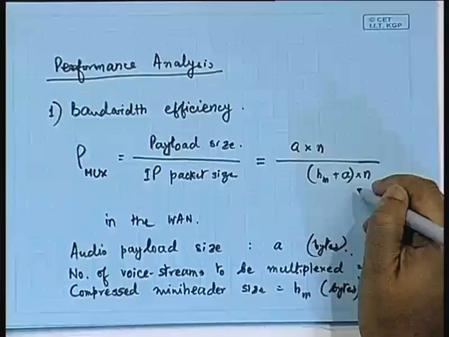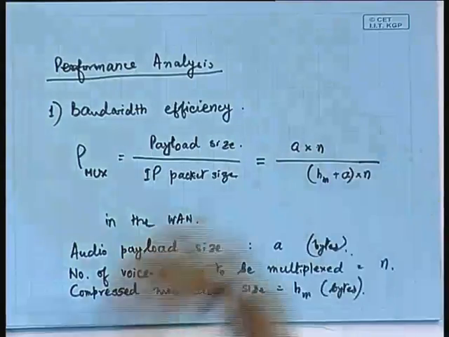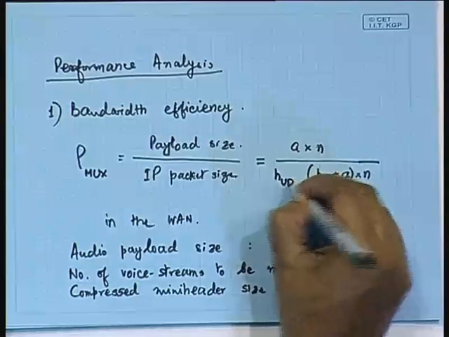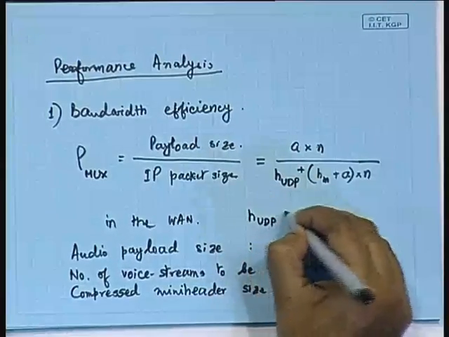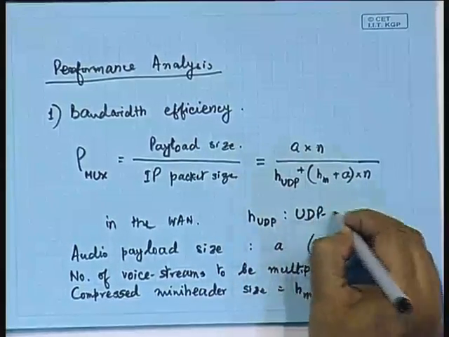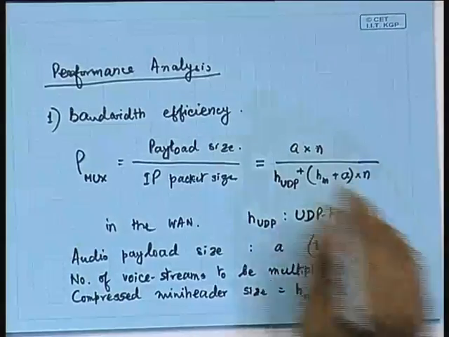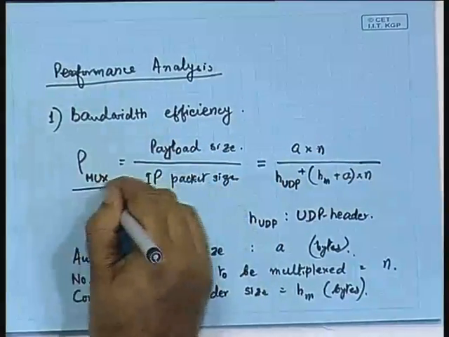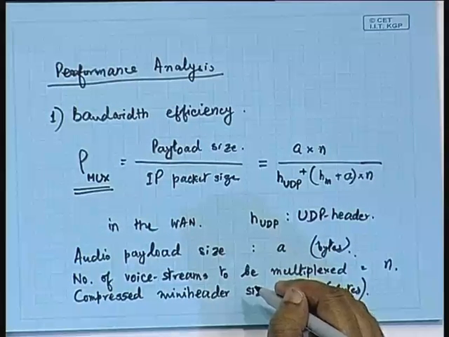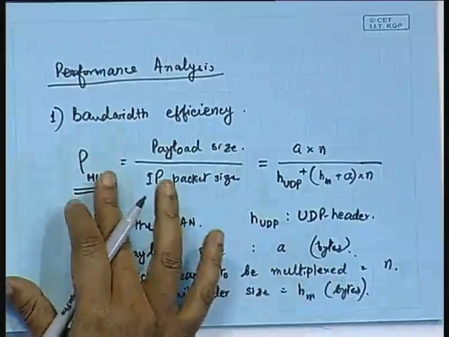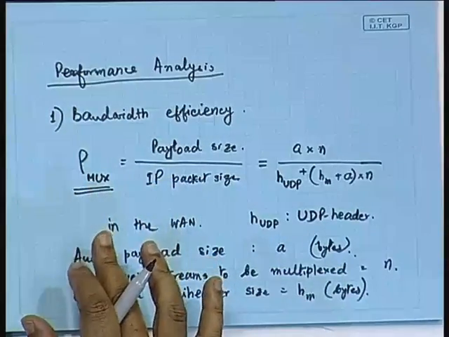But mind you, we are forgetting one more thing: there is also an overall UDP header, because this entire IP packet has to be sent over UDP. So there will be an overall UDP header which we call HUDP. HUDP is the UDP header. So this will be our total bandwidth efficiency in the case of a multiplexed channel. Now, this is with a multiplexer in H.323.